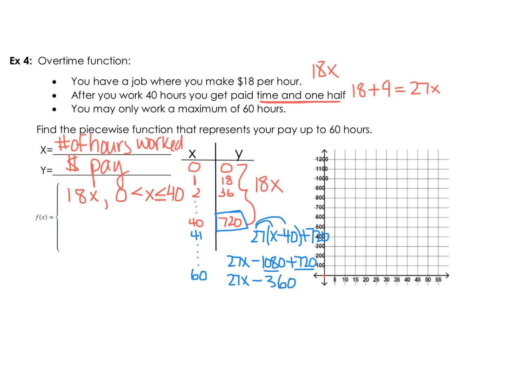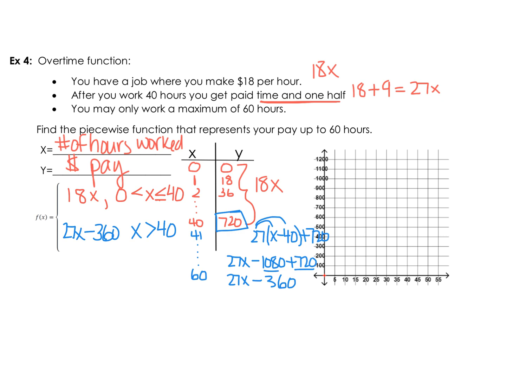Now let's move to our second function. Our second equation is going to be 27x minus 360. And that's going to be when x is greater than 40 hours. Now, do I need a line there? No, I don't, because at 40 hours, I'm getting paid $18 an hour. Anything above 40, so like 41, that would be this second function. So I do not need a line under the greater than.